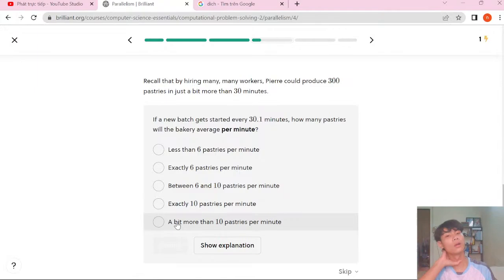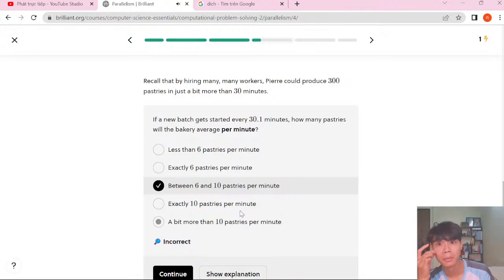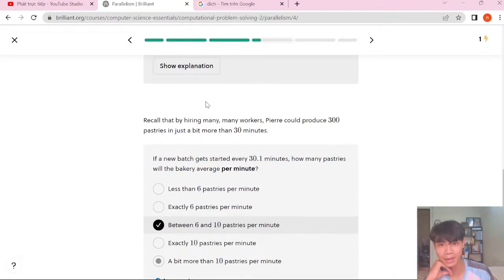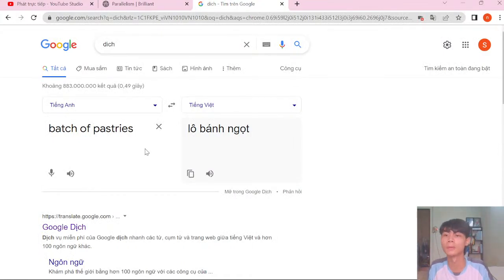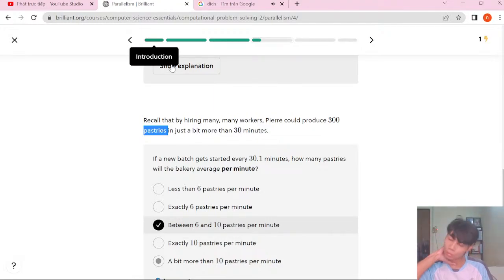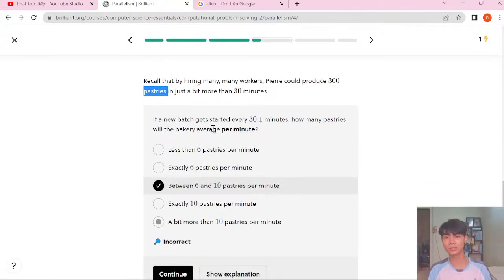Tens. A new batch gets started. Recall that by hiring many workers, Pierre could produce 300 pastries in just a bit more than 30 minutes. If a new batch gets started every 30 minutes, how many pastries will the bakery average per minute?